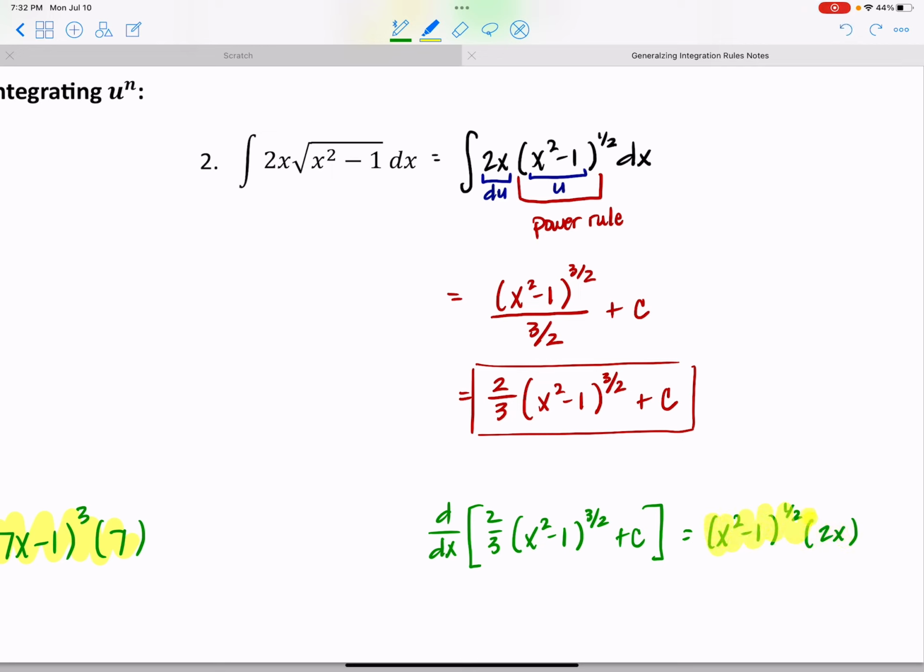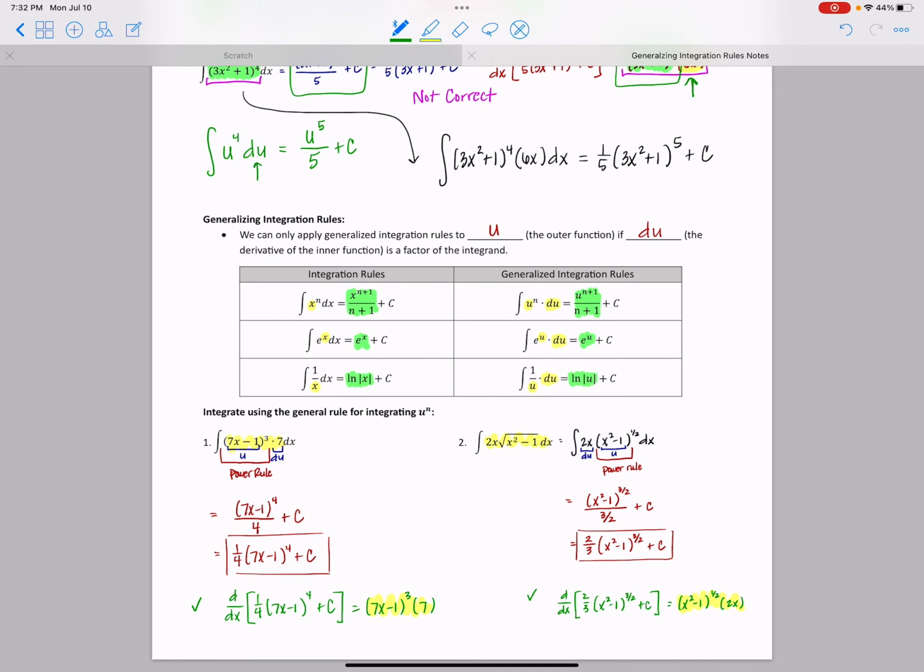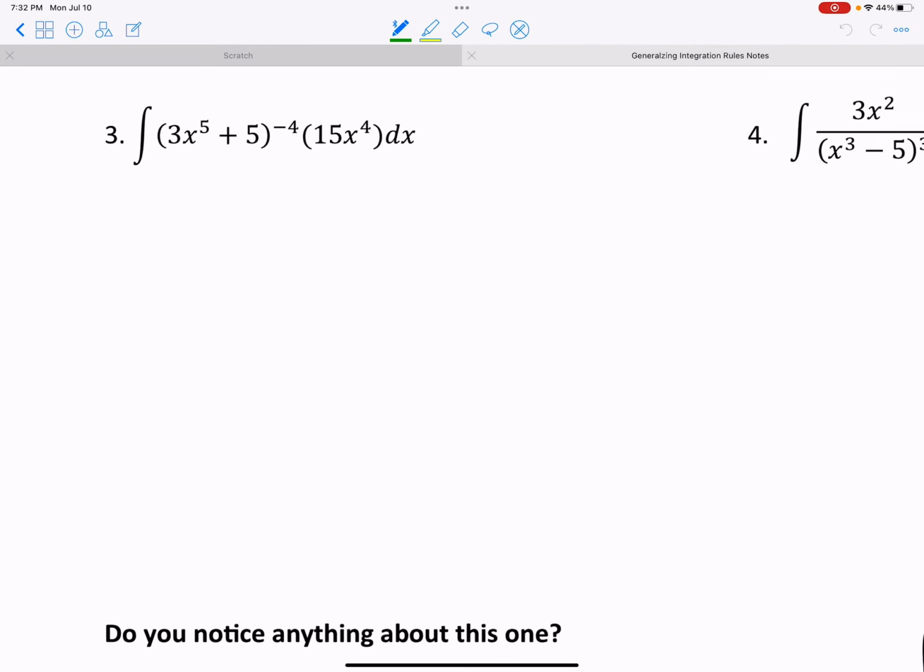I guess I should just leave my verification here. I was going to erase it, but it looks so nice. Okay, so there it is. Now I'm not going to do that every single time, but again, if you're unsure about what you're doing, take the derivative of your antiderivative and make sure your work is correct. All right, let's try a couple more.